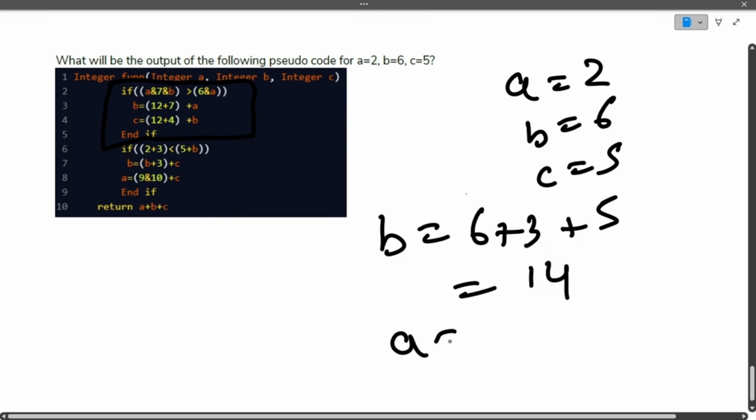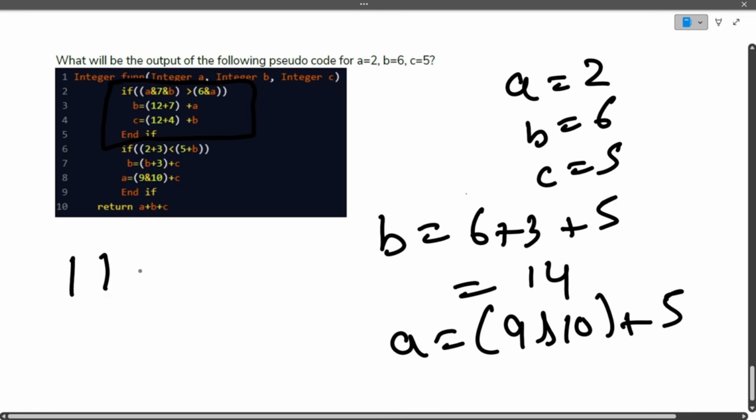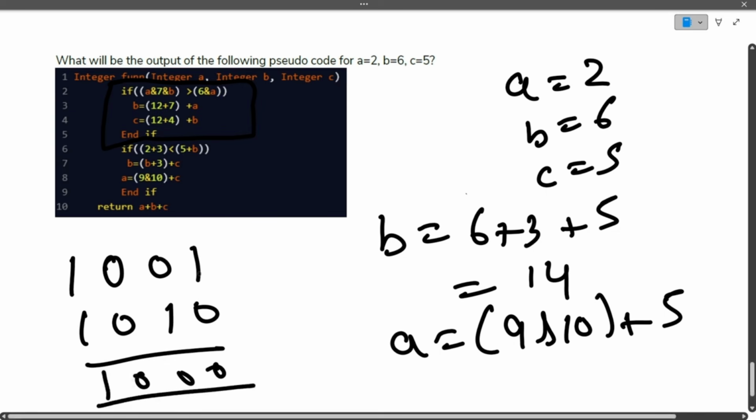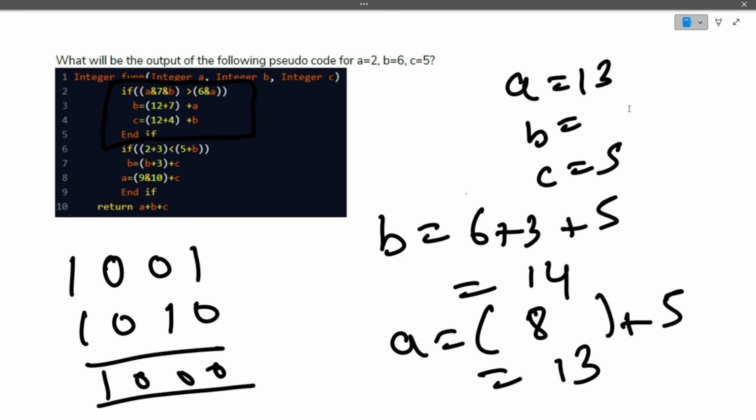Then we are updating the value of a as 9 and 10, plus c. What is the c value? C is 5. So first of all let's calculate 9 and 10. 9 becomes 1 0 0 1, 10 becomes 1 0 1 0. So we are doing the AND operation. This is 0, this is 0, this is 0, this is 1. So the AND operation results in 8 only. So 8 plus 5 is 13. Now the a value has been updated to 13 and the b value has been updated to 14.